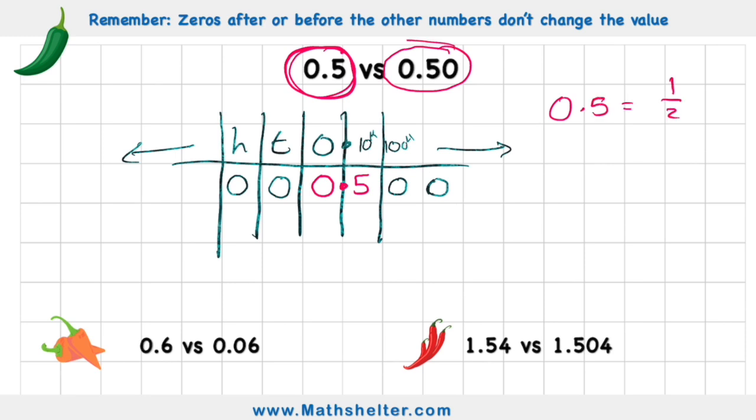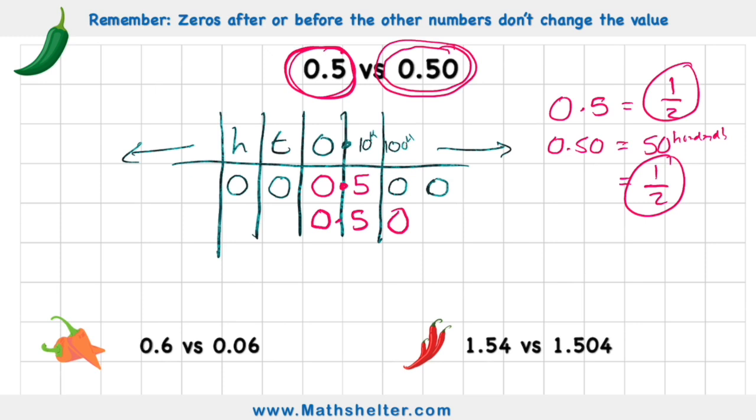So if I look at my second number, 0.50, and put that into my place value chart, well, 0.50 is the same as saying 50 hundredths, which is also saying 1/2. So it's equivalent. So 0.5 and 0.50 share the same value, because this little 0 just here does not impact the value of the 0.5.